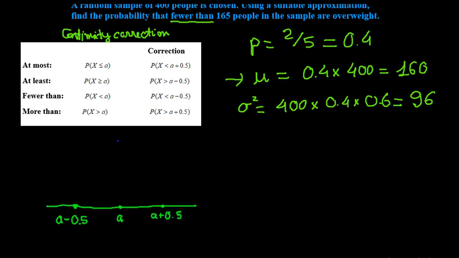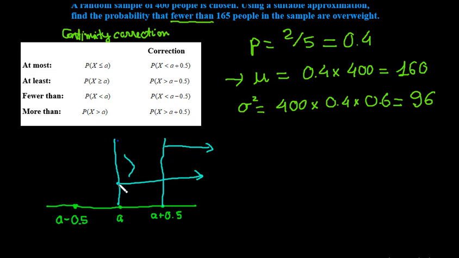Moving to the next one, the words more than. More than means that x is greater than a, so it will be from here going up. And my correction is x greater than a plus 0.5. If x is greater than a plus 0.5, it can ensure that all my values will be greater than a.